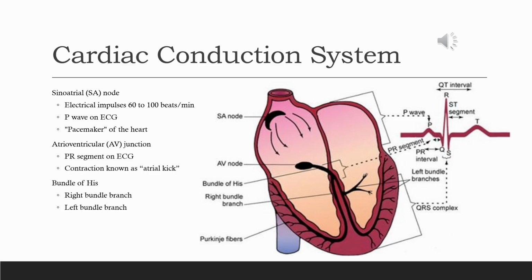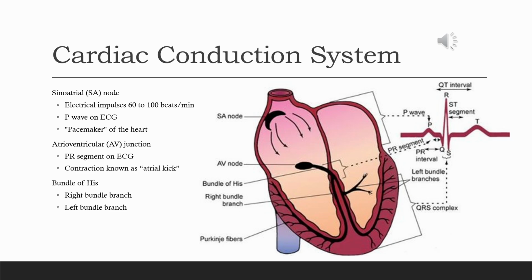These branches transmit the signal rapidly down through the ventricles. And finally, the impulse will reach the Purkinje fibers, which are located along the inner walls of the ventricles. And these fibers are what ensure that the ventricles contract in a coordinated and efficient manner, which produces the QRS complex that we see on the ECG.